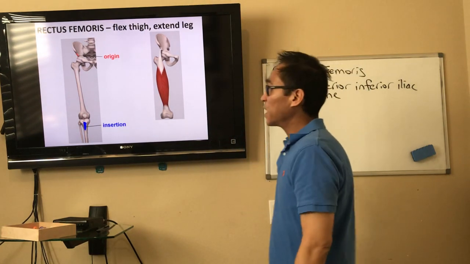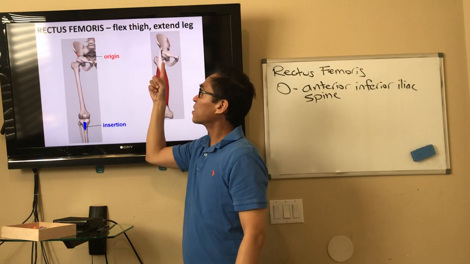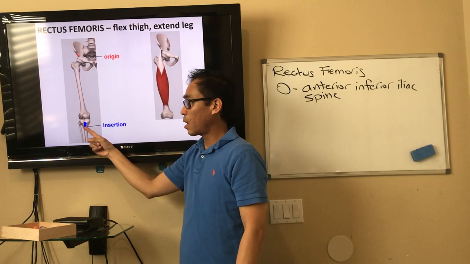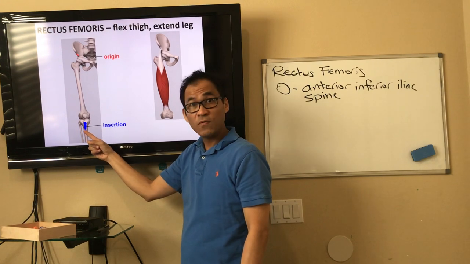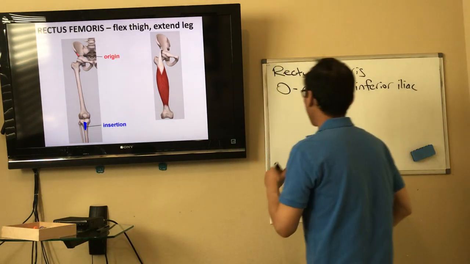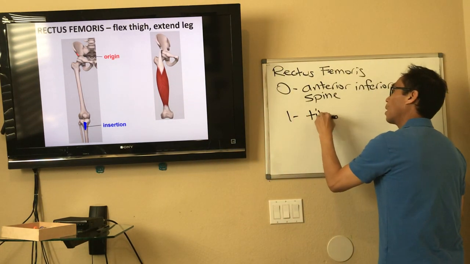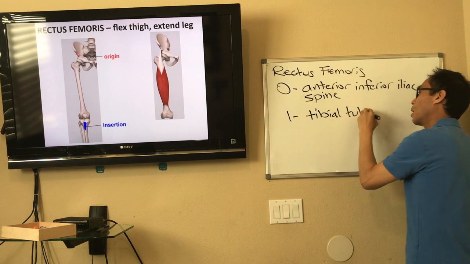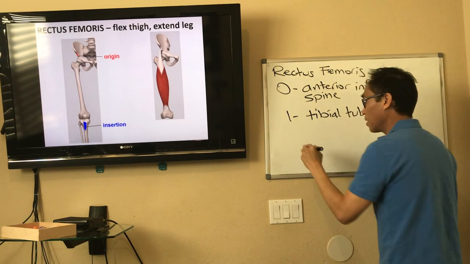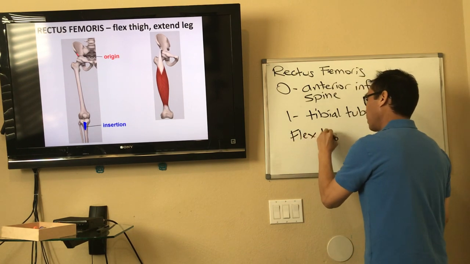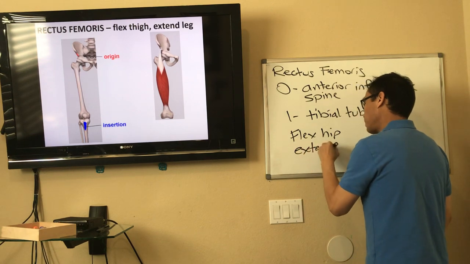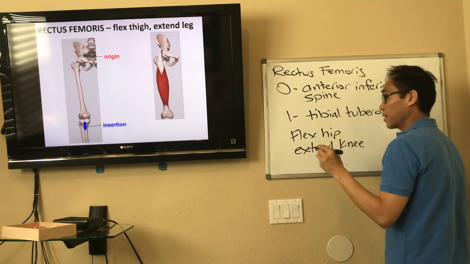Because it originates on the hip bone, it crosses the hip joint. Because it inserts on the tibial tuberosity past the knee, it can move the knee. So hip, knee. This muscle, by inserting on the tibial tuberosity, can both flex the hip and extend the knee. Flex the hip, I'm saying the hip, and extend the knee. Again, as in doing a front kick.